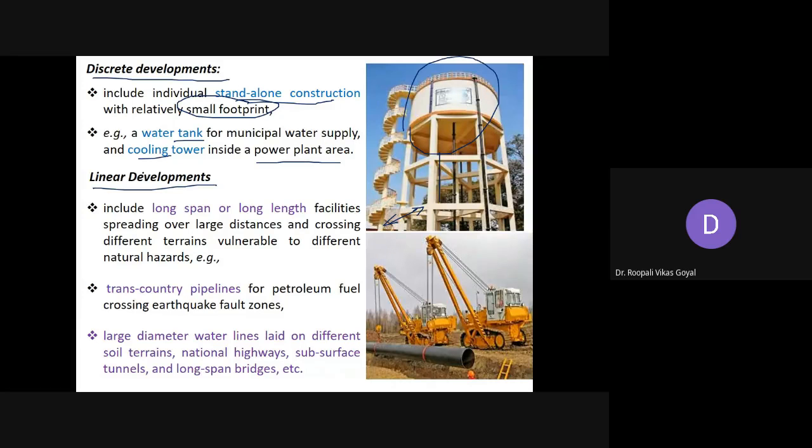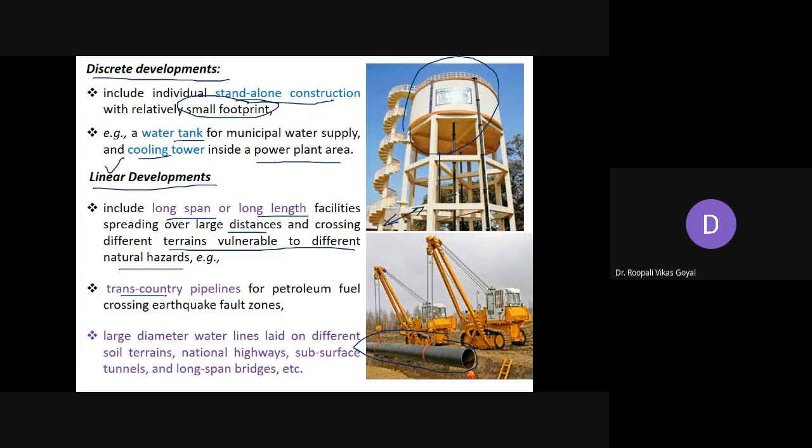So basically linear means in line. It includes long span or long length facilities spreading over a larger distance and crossing different terrain which is vulnerable to different natural hazards. Take just a pipeline. Here the length would be more and it may pass through different areas. Okay, so this trans-country pipeline. Normally when we transport petrol, diesel, etc. from one country to another.